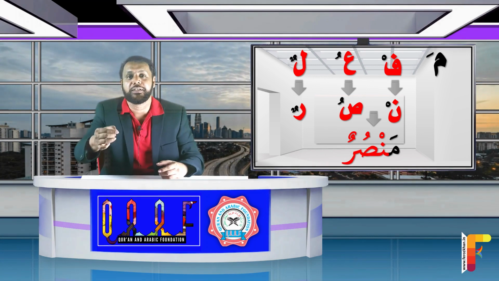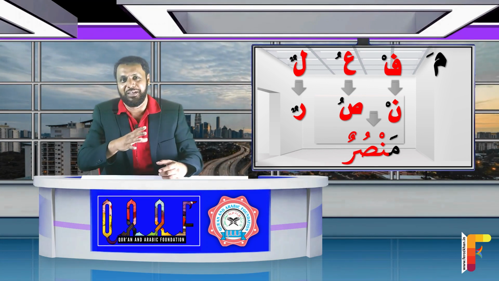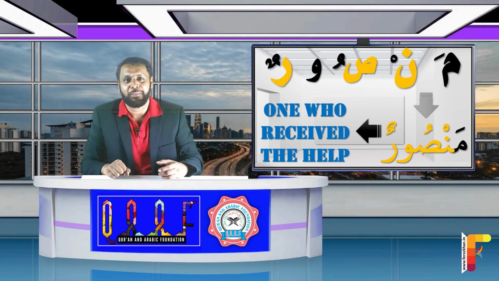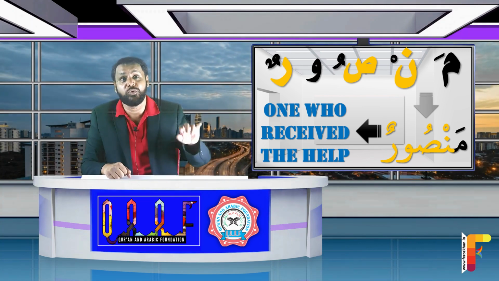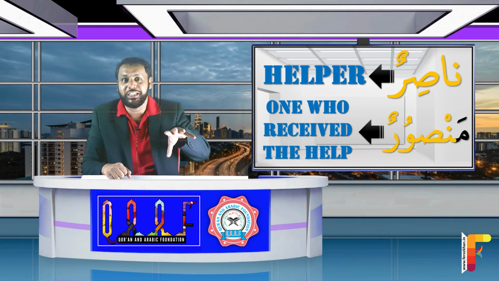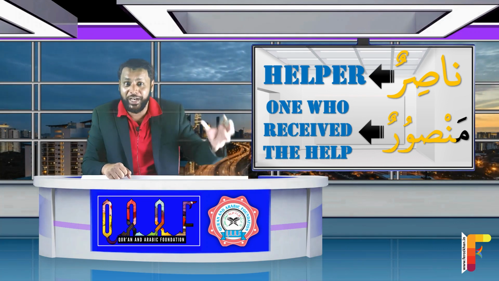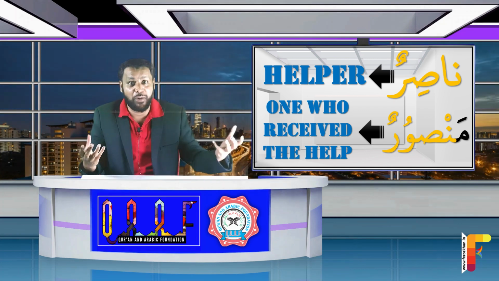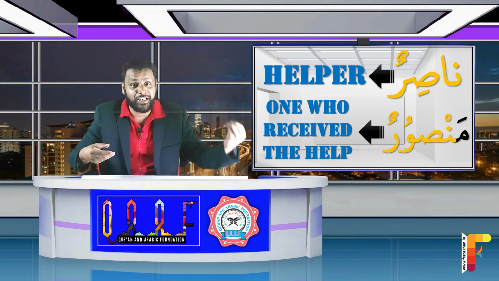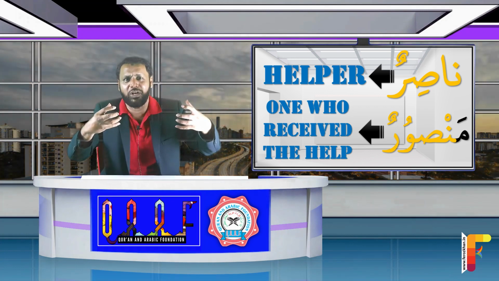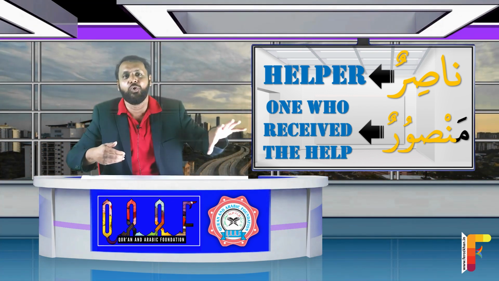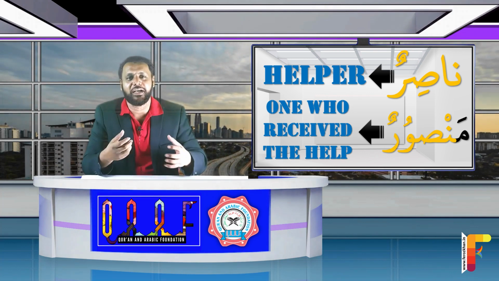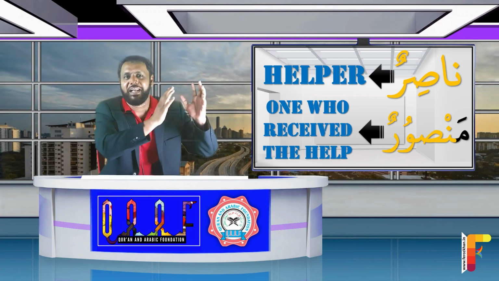Mansur means the person who gets the help. Nasirun is the person who helps, the helper. And mansurun is the person who got the help. So when you put a word on this pattern of maf'ulun, you get the one who received, or the object of the sentence. This is subject, this is object, this is the doer, this is the receiver. So you have these two formulas of fa'ilun and maf'ulun, where you can replace fa, ain and lam with your root letters, and you will get the doer as well as the receiver.